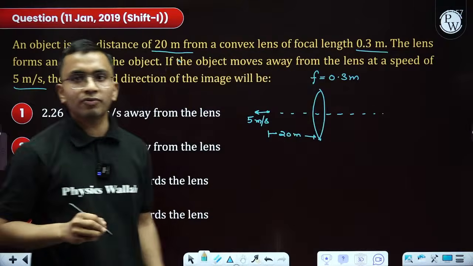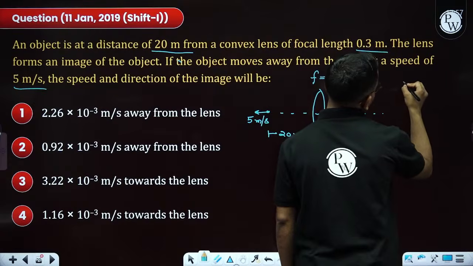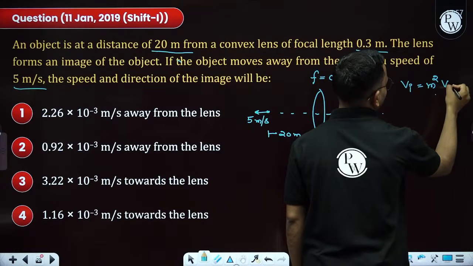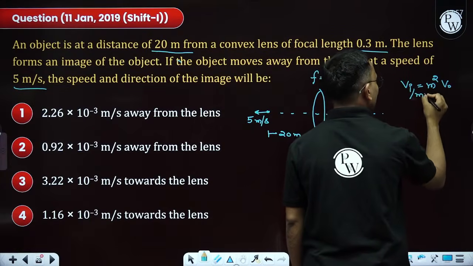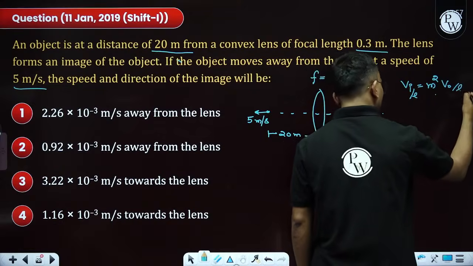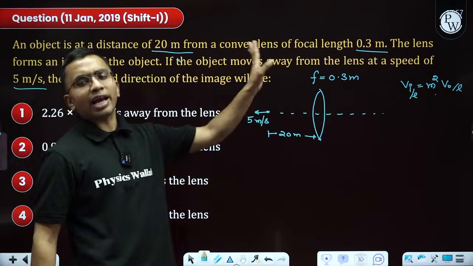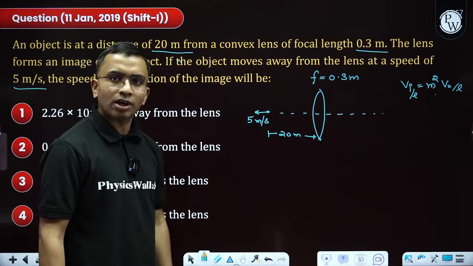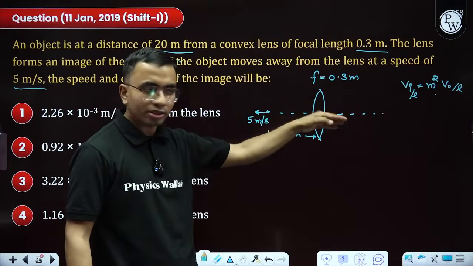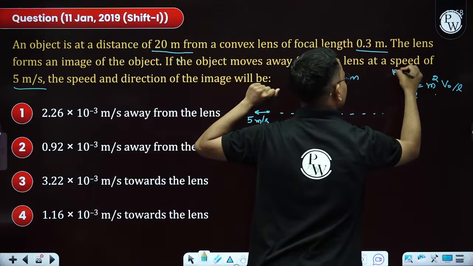How do we relate the velocity of image and velocity of object in case of a lens? So velocity of image is equal to magnification square times velocity of object, and this is with respect to the lens only. Here my lens is at rest, so they are the actual velocities. This is how we relate. These velocities are along the principal axis. Along the principal axis we relate the velocities like this. This is for along the principal axis only.